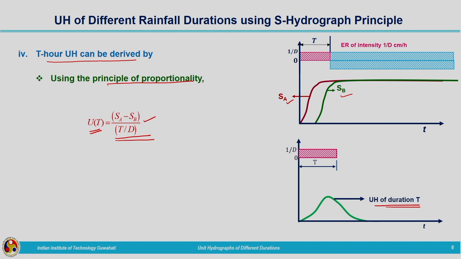So here in the S-hydrograph method, what we are doing, from the given unit hydrograph, we will be producing the S hydrograph. And once the S hydrograph is produced, we lag it by the required duration. After lagging it by the required duration, we will be finding out the difference between these two, and it will be divided by T by D. T is the required duration and capital D is the given duration. That will be producing the unit hydrograph having a duration of capital T hours.